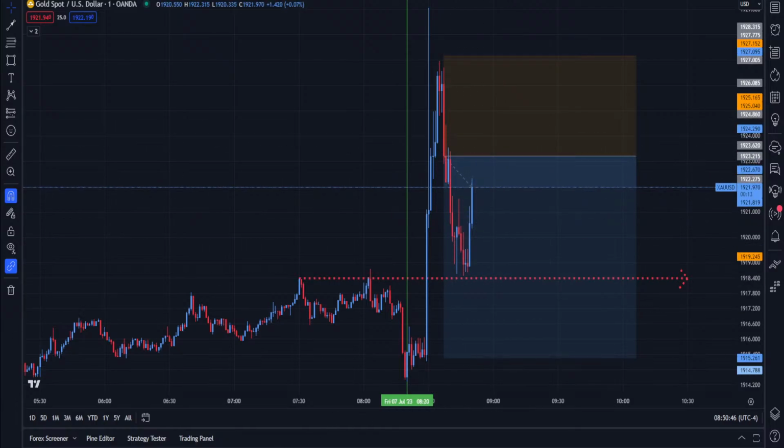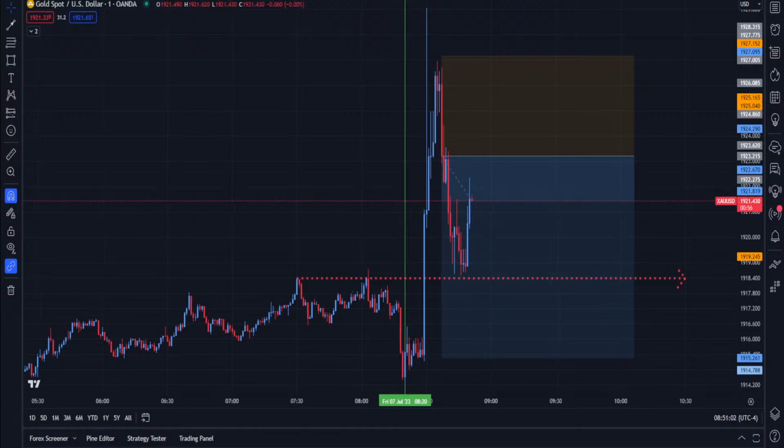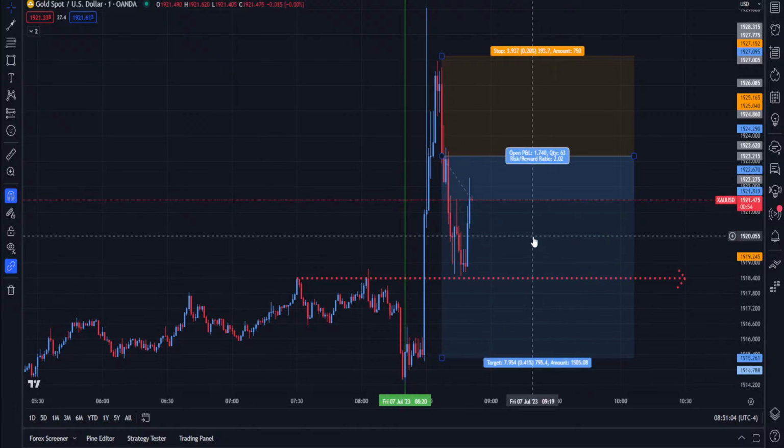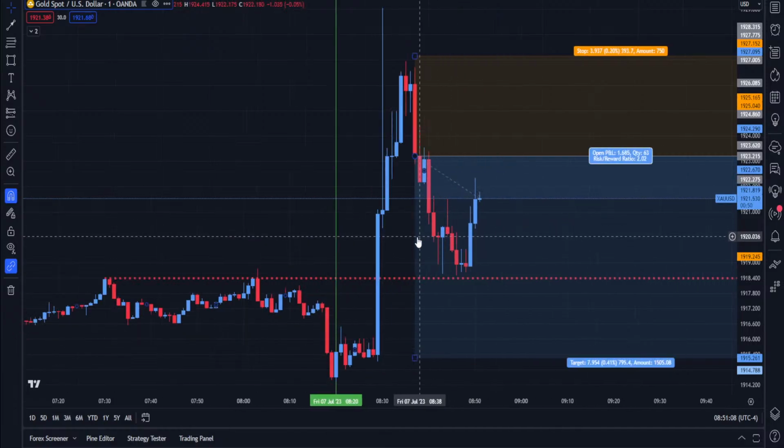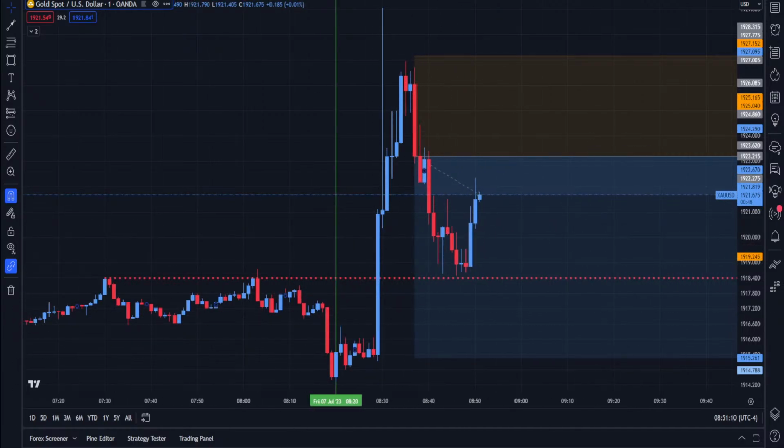So I will let you know if I get taken out at break even on this trade. I haven't yet. I'm still in the trade. But it doesn't really matter if I get stopped out or not.